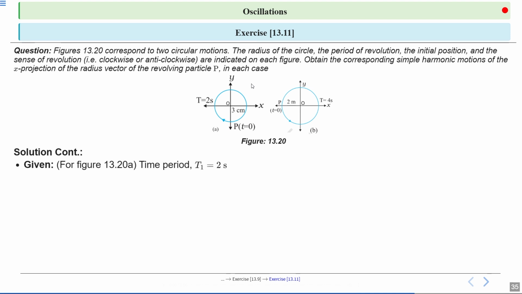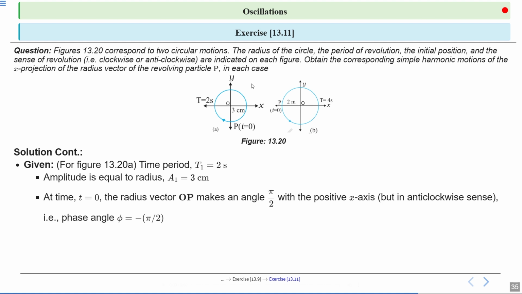Now figure 13.20a, the time period T1 is 2 seconds. Remember, the time period is the time it takes for one complete revolution and it's measured in seconds. Amplitude is equal to radius A1 equal to 3 centimeter. At time t equal to 0, the radius vector OP makes an angle pi by 2 with the positive x-axis, but in an anti-clockwise sense, that is phase angle phi equal to minus pi by 2. Sense of rotation is clockwise, so we will use negative sign with omega.